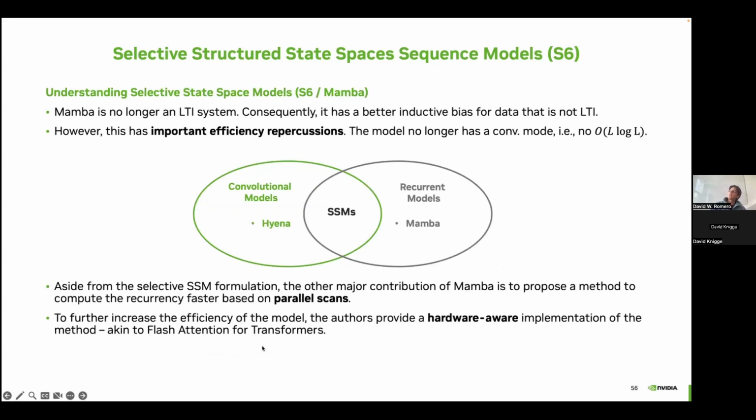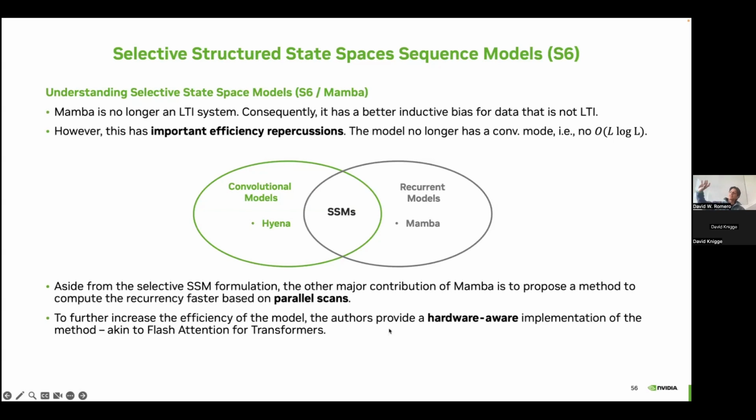So if we go back to our diagram, we have SSMs in the middle. We have recurrent models on one side and convolution models on the other side. We have Hyena here under the convolutional models that are not SSMs, and we have Mamba here in the recurrent models that are not SSMs.